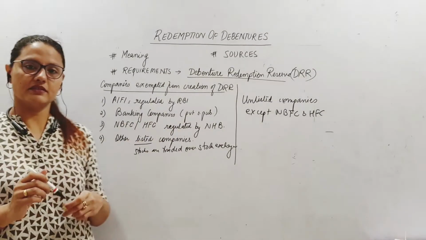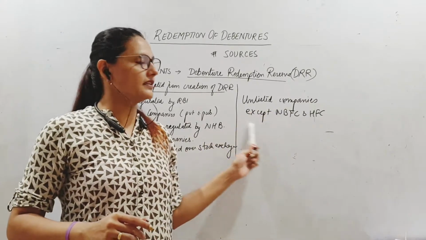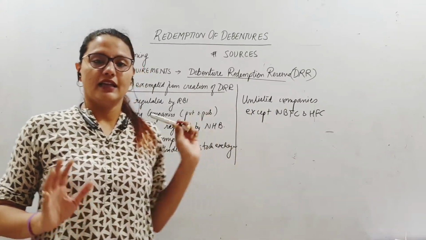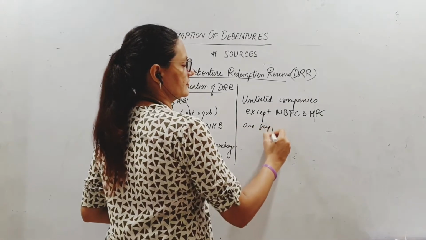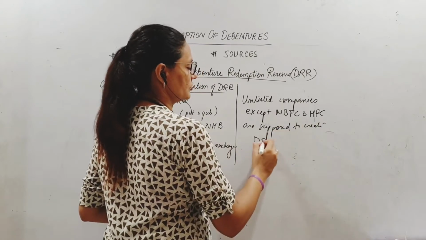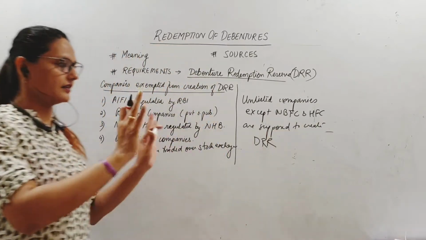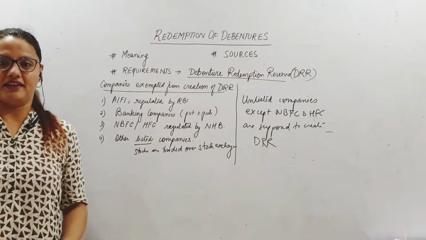Correct? Because these are exempt. Listed or unlisted, exempt. So only unlisted companies, that too except NBFC and HFC, are supposed to create DRR. So just keep this in mind. इसका क्रक्स यही है. ये exempt, वो exempt, सब exempt, बस यही exempt नहीं है.